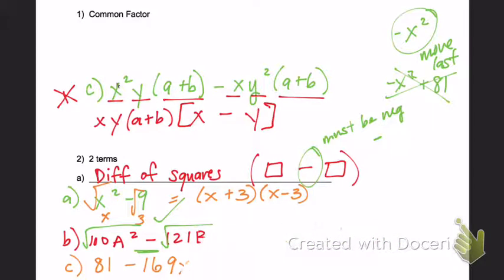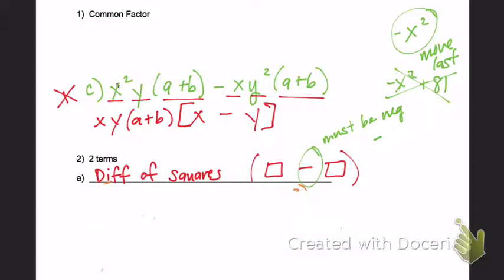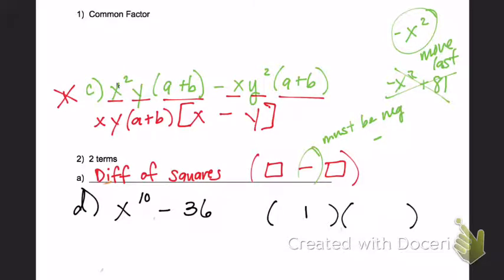Okay, one last example. I'm just going to erase this. D. Okay, what about this one? X to the 10th minus 36. So I'm going to set up my parentheses. I'm going to put a plus and a minus. And the square root of 36 is easy. It just is what? 6. I'm going to put a 6 here, 6 here.